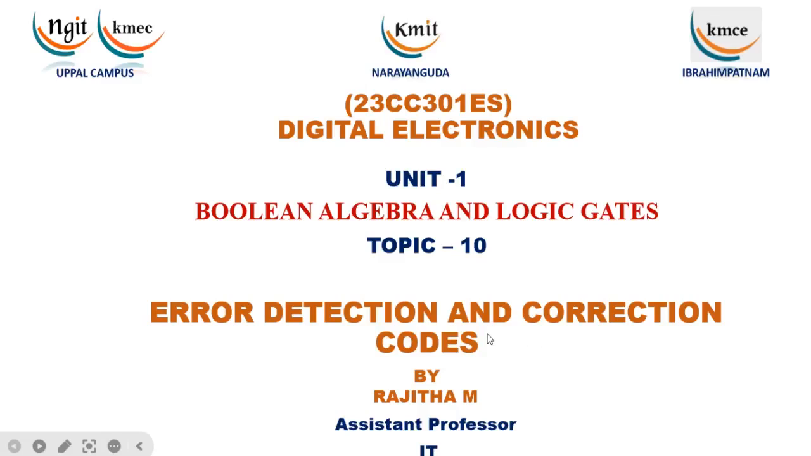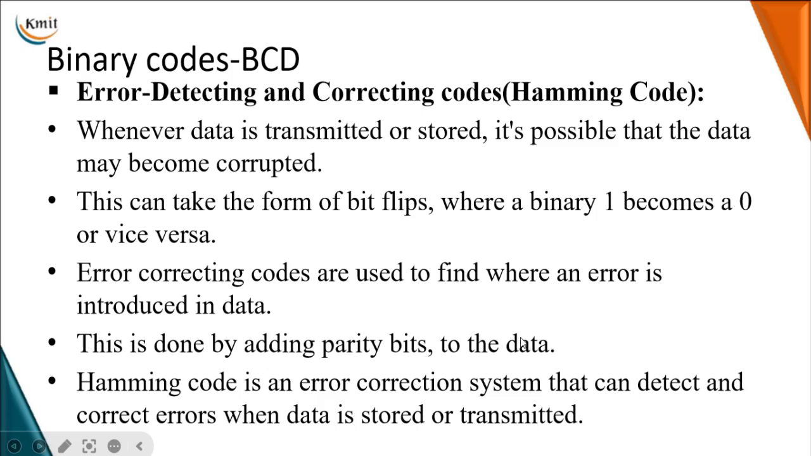We start our session with the topic error detecting and correcting codes. This is one of the BCD codes which comes under your error detection and correction codes. Basically, Hamming code is the best example of error detection and correction codes.